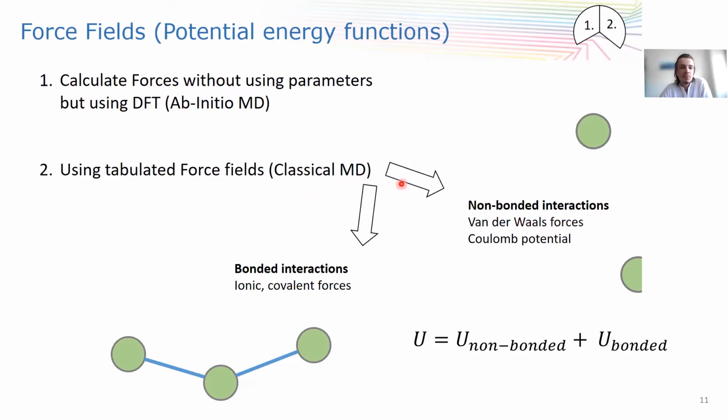These tabulated force fields are divided into two categories. So there are non-bonded interactions, where we have atoms with, for example, van der Waals forces or Coulomb potential, and then bonded interactions, where atoms are bonded, like ionic bonds and covalent forces. Basically, what we do in the simulation, we choose one of them or maybe both of them and create our potential function. So this is step 2 of building our model.